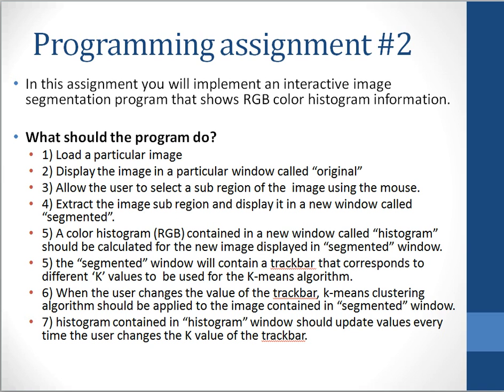So when the user changes the value of the trackbar, the k-means algorithm should be applied to the image containing the segment window, and at the same time the histogram should be updated by calculating the color histogram of the new image that was changed by the k-means. So let's take a look at a graphical example.